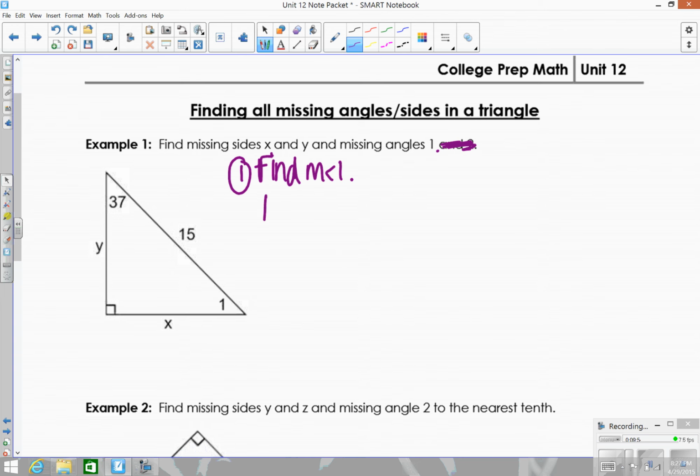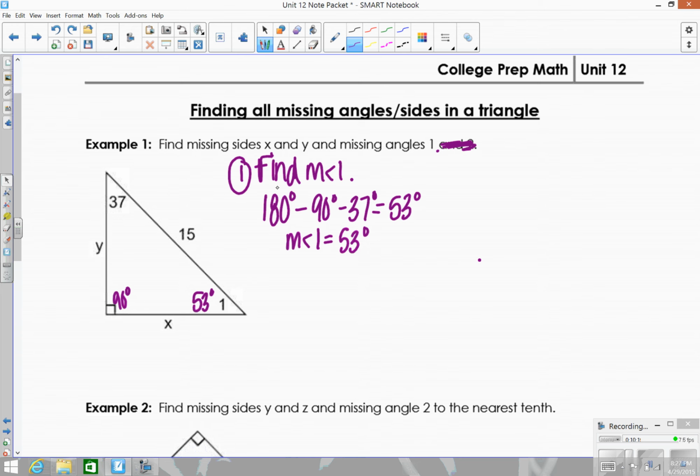So I can just do 180 minus the angles that I already have. I know that this is 90, so I can subtract that off. I could subtract off the 37, and whatever's left, which happens to be 53, is going to be the measure of angle 1. So the measure of angle 1 has to be 53 so that all three angles add up to 180. So that's the easiest way.